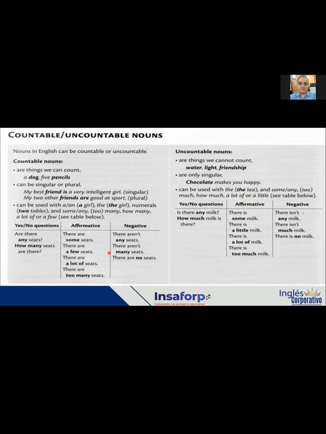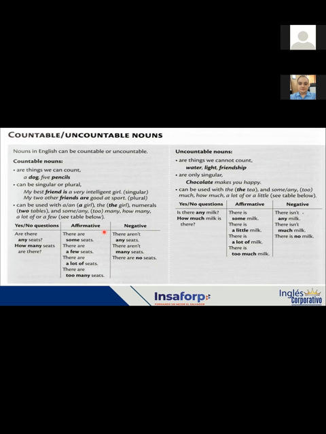Stephanie Figueroa, help me reading the negative sentences, please. Negative. There aren't any seats. There aren't many seats. And there are no seats. Okay, so here we go.